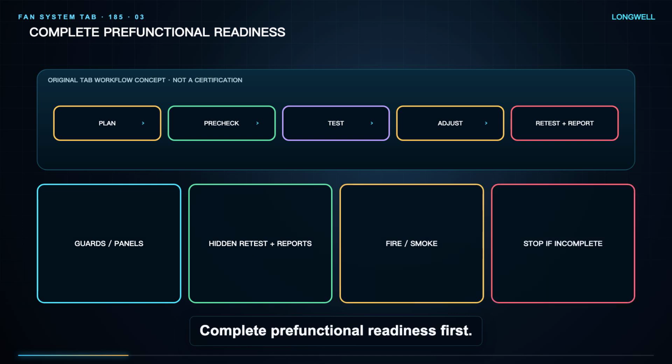Complete pre-functional readiness first. Confirm clean and complete installation, guards and covers, filters and coils, ducts and supports, dampers and actuators, fire and smoke devices, electrical protection and grounding, belts and alignment, drains, sensors, approved test ports, and controls point-to-point checks. Unsafe or incomplete equipment is not run merely to collect data.